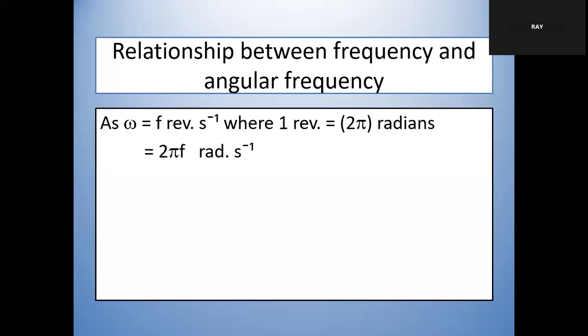Sometimes they can call omega as revolution per second, but you need to know that is frequency. You have to convert it. One revolution is 2 pi. So omega is 2 pi f.